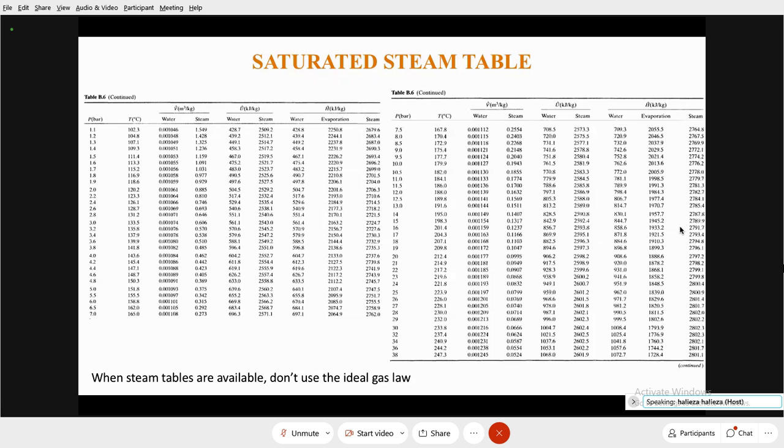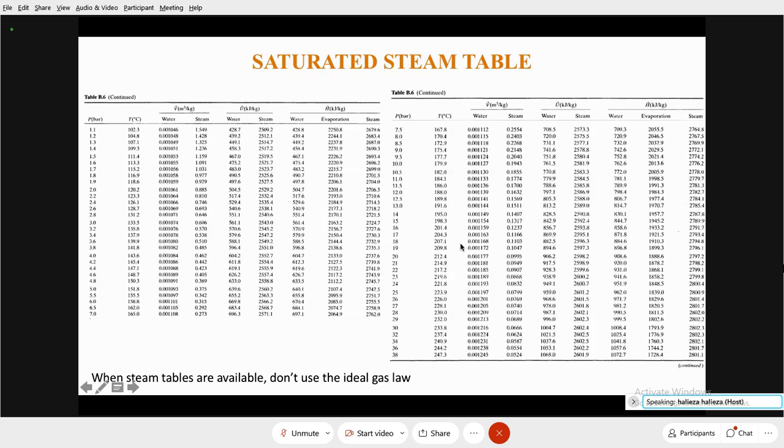I need to point this out to you guys. When the steam tables are available, if you need the value of the enthalpy for steam, or whatever value you need, for example the specific volume, do not use the ideal gas law, because the steam table data is already done for you. When you use the ideal gas law, you are just getting an approximation. But when you look at the steam table, the value is very accurate.